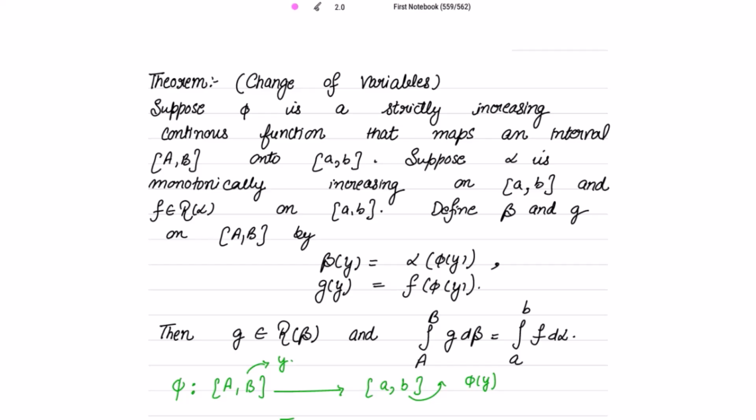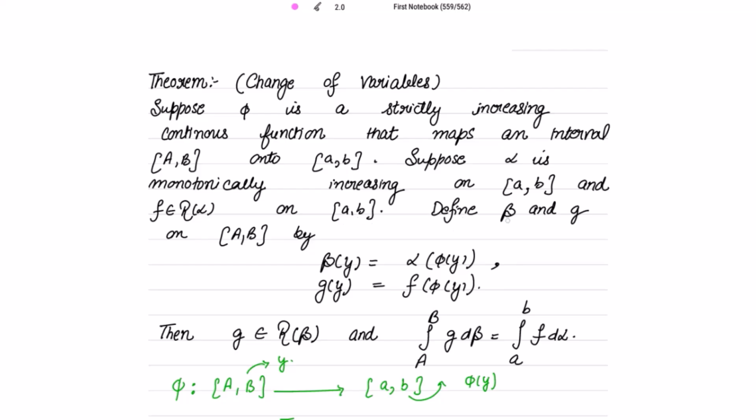Change of variables. Very important to understand each and every step. Suppose phi is a strictly increasing continuous function that maps a closed interval capital AB onto closed interval small ab. Suppose alpha is monotonically increasing on this closed interval small ab and f is Riemann integrable with respect to alpha on this closed interval small ab.